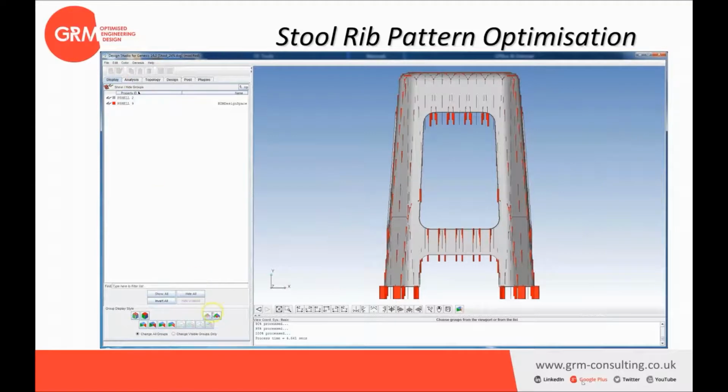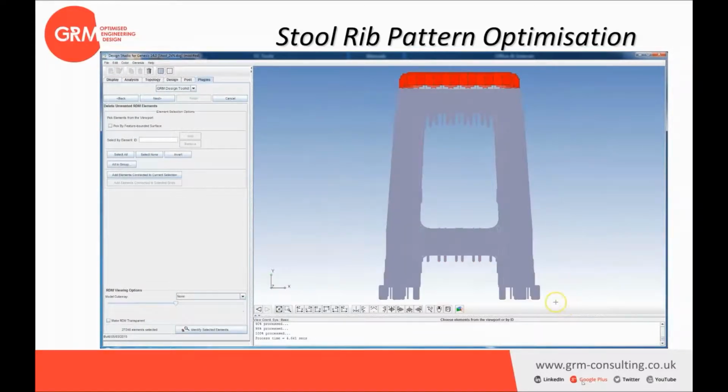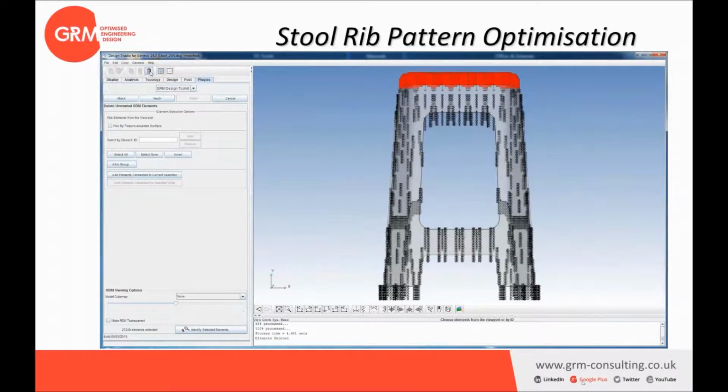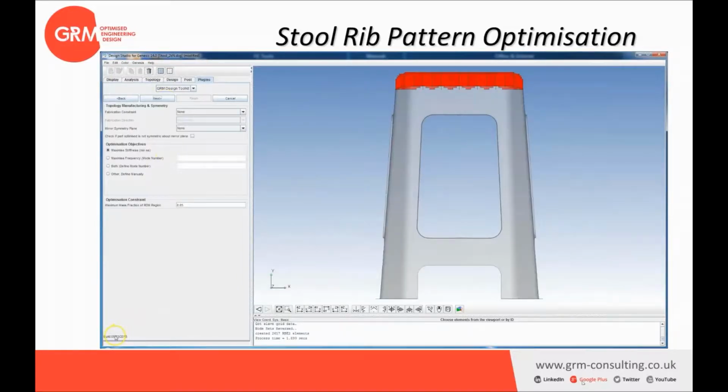Obviously, we don't want all of it, so we are going to delete all the ribs that are unwanted. Even if we select all the elements, only the elements that are from the RDM region will be deleted, not the structure.